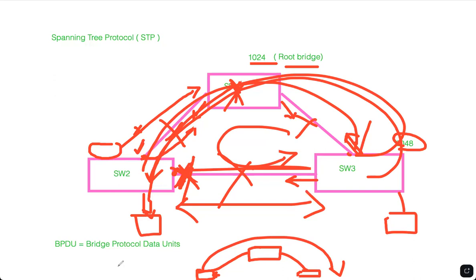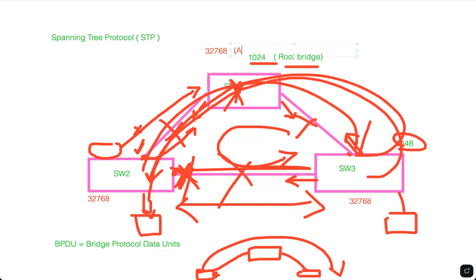Okay, what if the priorities are all the same? Let's say the priority here is 32768, 32768, 32768. What if all the priorities are the same? If all the priorities are the same, there is the concept of MAC address, right? Every switch has its own MAC address. Like we defined, MAC address is the default value that is provided by the vendor, that is hard-coded by the switch, right? So whichever switch has the lowest MAC address, that becomes the root bridge.